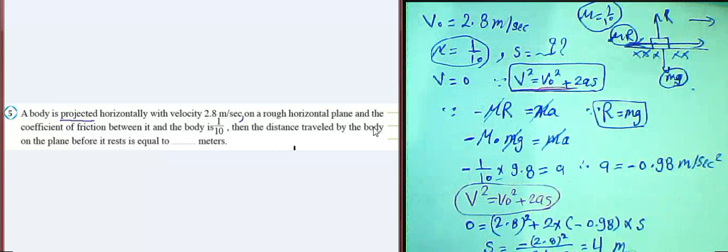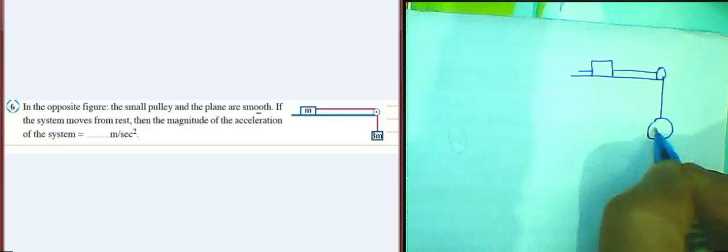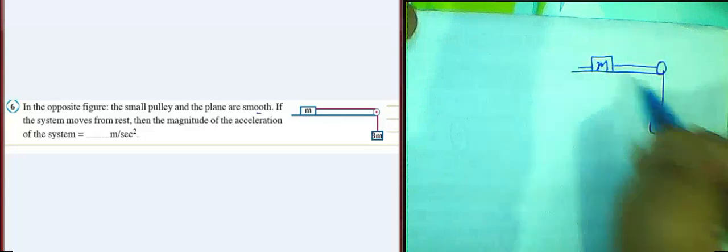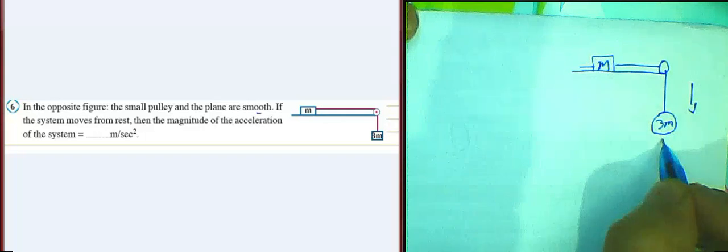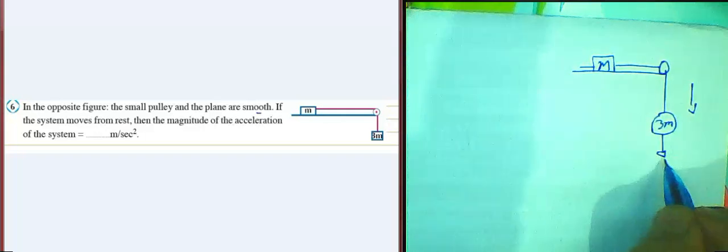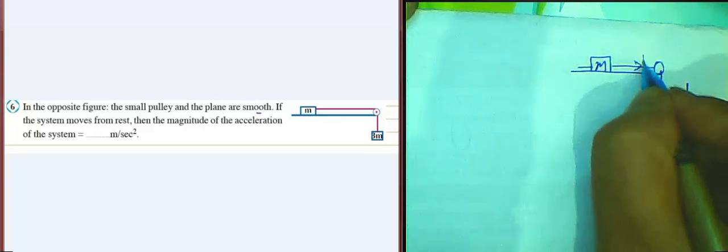Another question. In the opposite figure, the small body and the plane are smooth. If the system moves from rest, then the magnitude of acceleration of the system equals ___ meters per second square. Look at here, we have a body here, and the weight down is 3m, and this weight is m. We know 3m is greater than m, so the motion will be down here, so we can write the equation 3mg subtract T, where T is the tension force.